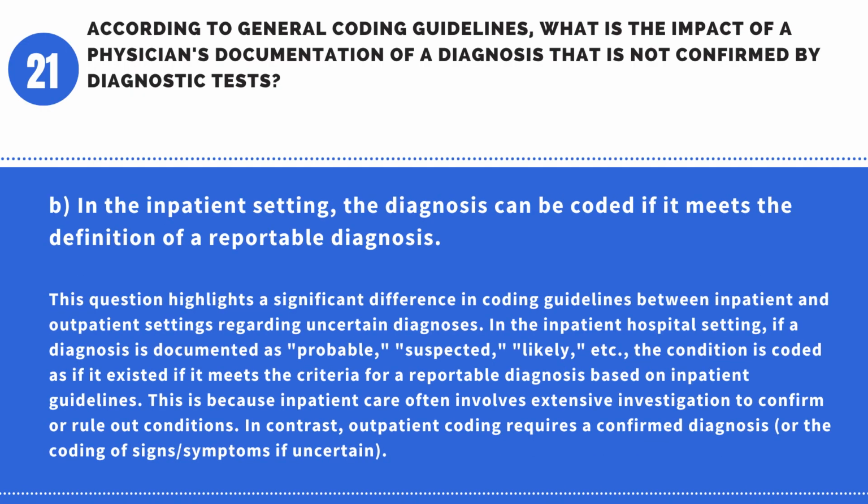Answer: B. In the inpatient setting, the diagnosis can be coded if it meets the definition of a reportable diagnosis. This question highlights a significant difference in coding guidelines between inpatient and outpatient settings regarding uncertain diagnoses. In the inpatient hospital setting, if a diagnosis is documented as probable, suspected, likely, etc., the condition is coded as if it existed if it meets the criteria for a reportable diagnosis based on inpatient guidelines.